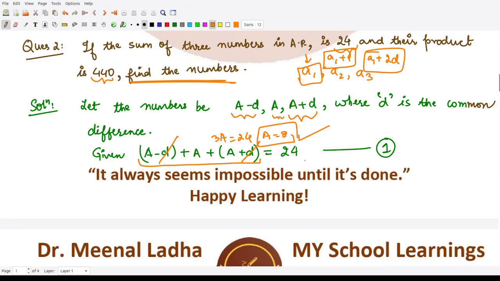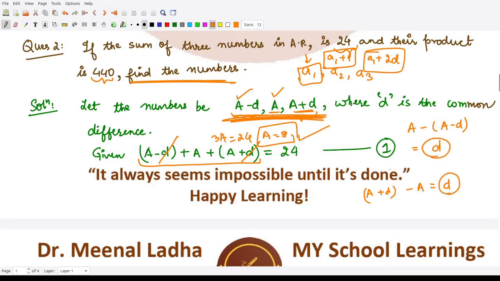Moreover, you can notice that these terms are obviously in AP with the common difference D. Why? Because what is this term minus this term? It is D. And what is this term minus this term? That means A plus D minus A, so it is also D. So D is your common difference, and hence they form an AP. Correct? So we have our first equation, solving which we obtain the value of A as equal to 8.